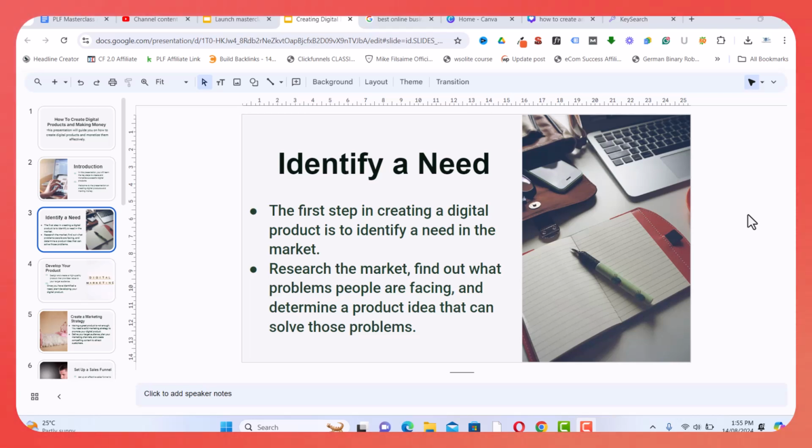The first step is to identify a need, a problem, a challenge that your audience is facing. So the first step in creating a digital product is to identify a need in the market. Then after you identify a need, research the market, find out what problems people are facing, and determine a product idea that can solve those problems. That is the first step.